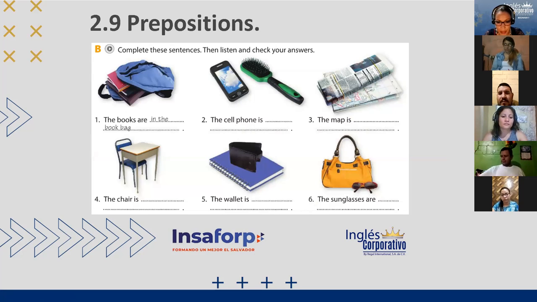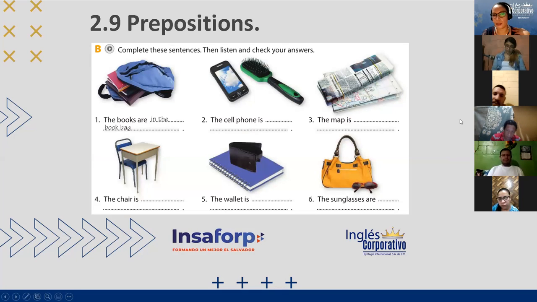statements. Vamos a ver el dibujito que está ahí y vamos a completar la oración. La primera ya está hecha, vemos el dibujo y dice the books are, the complement. Vamos a usar la preposición que corresponde, in, porque están adentro. In the book bag, the books are in the book bags. So I'm going to give you time for you to complete the rest of them in your notebook and then we're going to check.